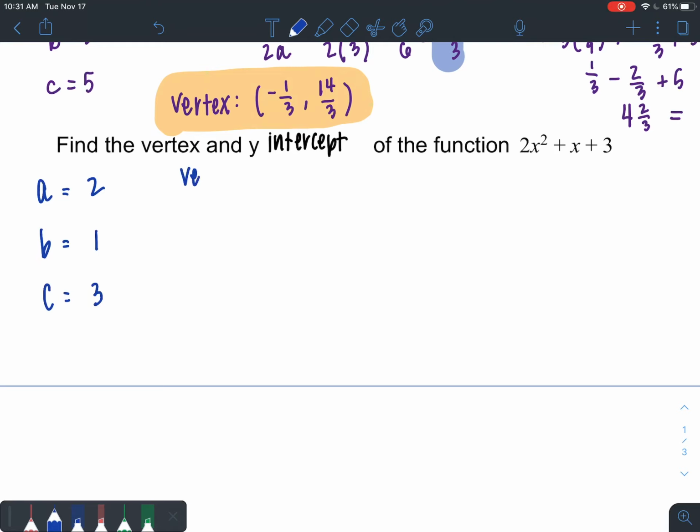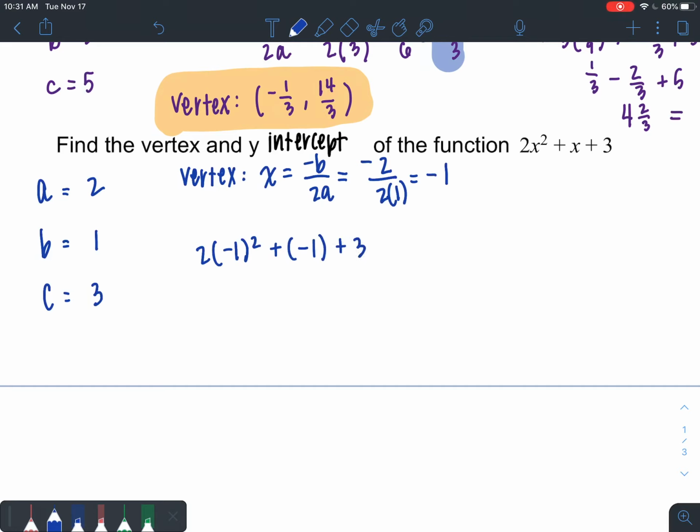So then to find our vertex, we're going to use the equation x equals negative b over 2a. Go ahead and plug and chug. What you should have got was negative 2 over 2 times 1, which is negative 1 for our x value, and then we'll plug it back in. So 2 times negative 1 squared plus negative 1 plus 3. Go ahead and simplify that with your calculator.